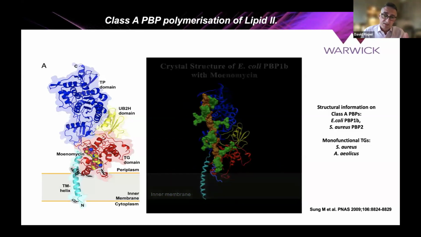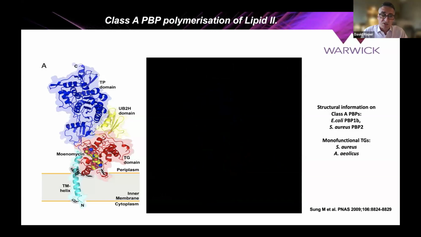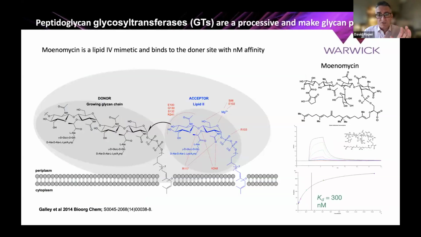So we have in this depiction a red glycosyltransferase domain, a blue transpeptidase domain responsible for the cross-linking, and then in this particular example, the UB2H domain is involved in regulation. At the heart of this glycosyltransferase process is the active site. Excuse me, and the formation of this glycan strand is itself a processive mechanistic process.